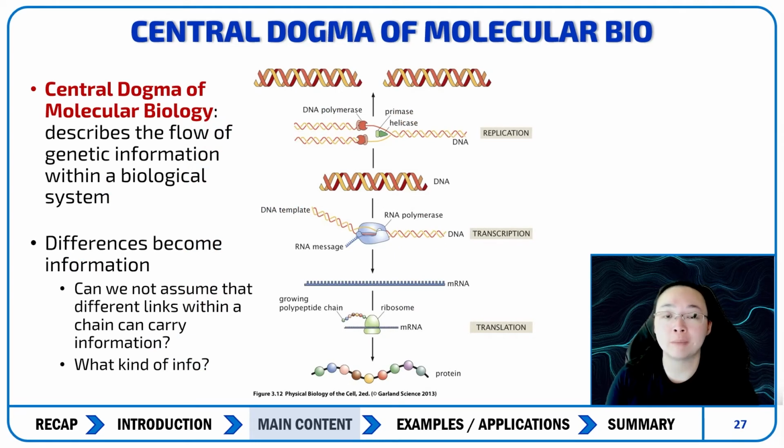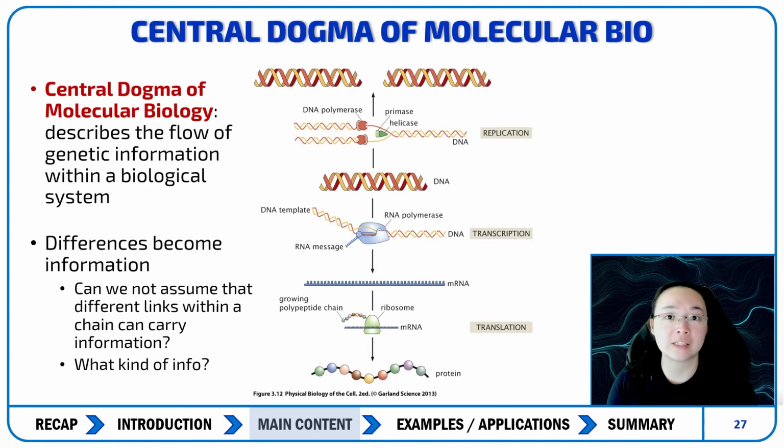Now, you're all probably familiar with the central dogma of molecular biology, or maybe you've heard it before. This describes the flow of genetic information within a biological system. So it takes you from DNA replication to transcription to translation. So basically, how do we read DNA so that we can create proteins? That is essentially the central dogma of molecular biology.